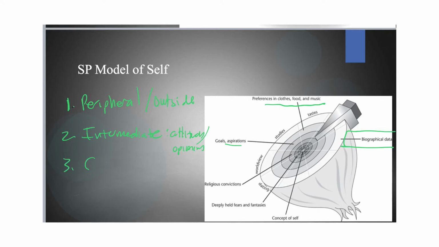And then lastly, you have the central layers. And the central layers relate to like fears, things that you're afraid of, your self-concept, and basic morals and values. So notice here you have deeply held fears and fantasies, concept of the self, religious convictions. All of these are very central in nature, okay?